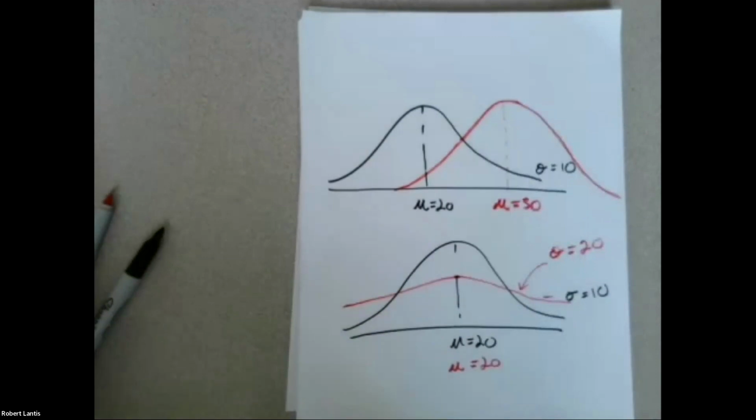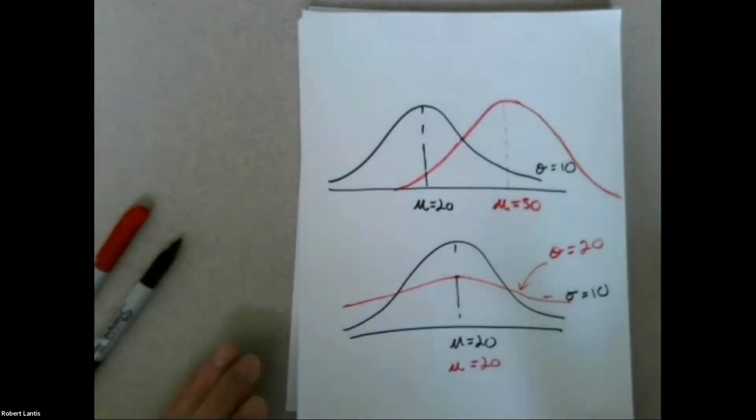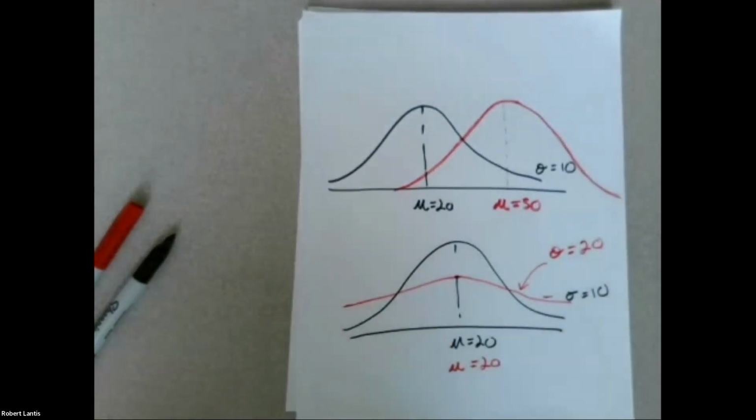So this is another way of thinking about visually what this mean and this standard deviation do to our distributions. And these are going to be similar to the distributions we looked at last class, these frequency distributions. So that concludes the theory. The next video, I'll go through Excel and dive into a little bit more about how we calculate the mean and the variance in Excel.